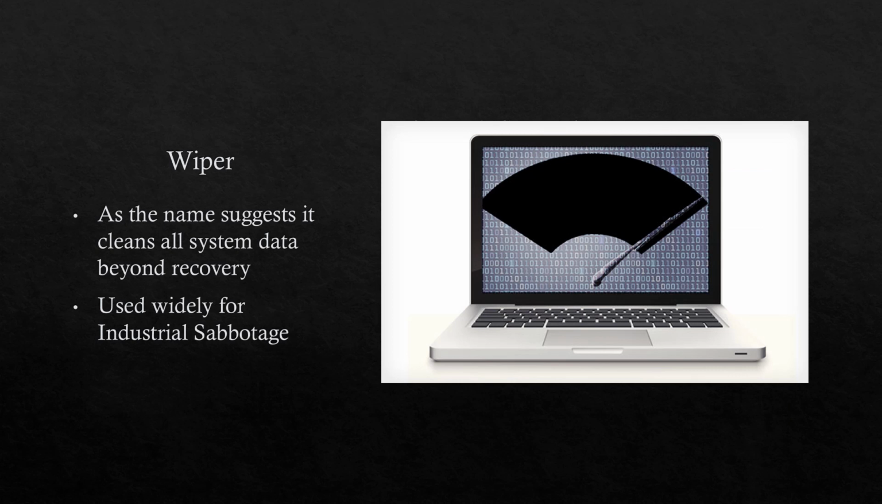Next up is a wiper, and as the name suggests, this is one of the simplest kinds of malware out there. When it infects a system, it cleans the hard disk beyond recovery. This is used purely for sabotage in an industry, and essentially when a wiper infects your system, if it's not properly screened by an anti-malware, this would render your system useless and delete everything on it from files to even the operating system.